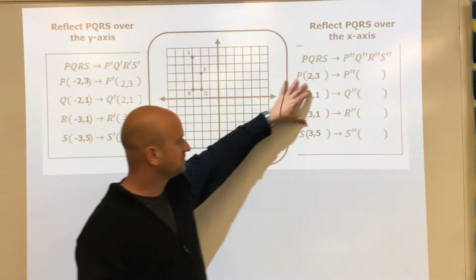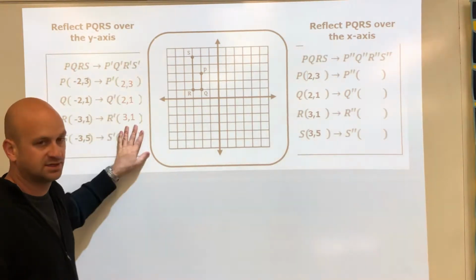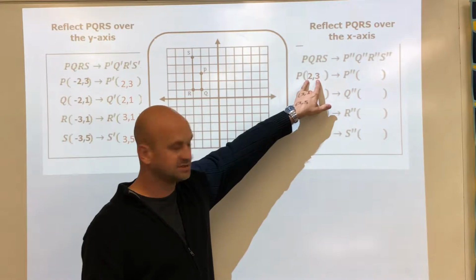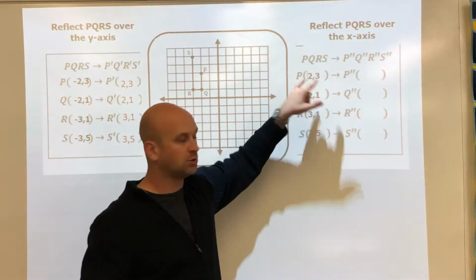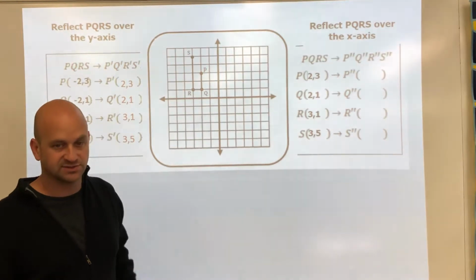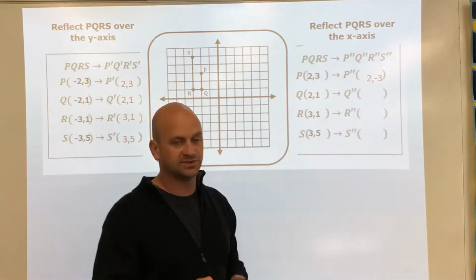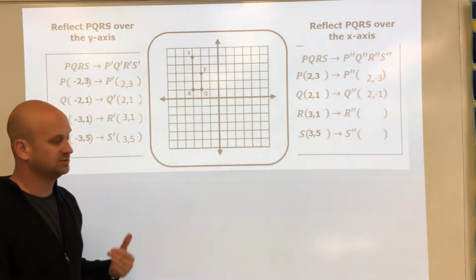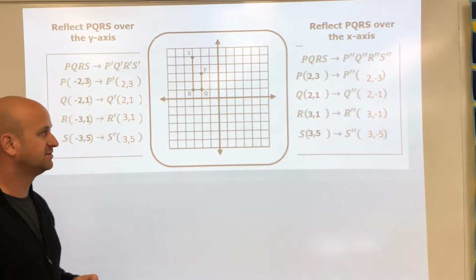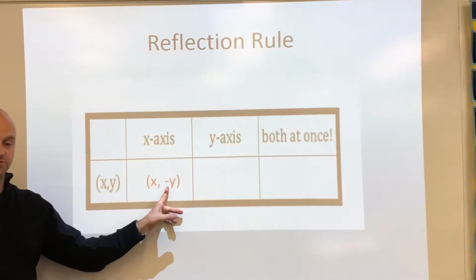So now when we want to reflect over the x-axis, I took these same coordinates and we're going to reflect them over the x-axis. If this is the coordinate we're starting with, if we go over the x-axis, we're going to switch the y coordinates. So this would be (2, -3), (2, -1), (3, -1), and (3, -5). Again, what is the rule? If we go over the x-axis, the y value is going to change signs.